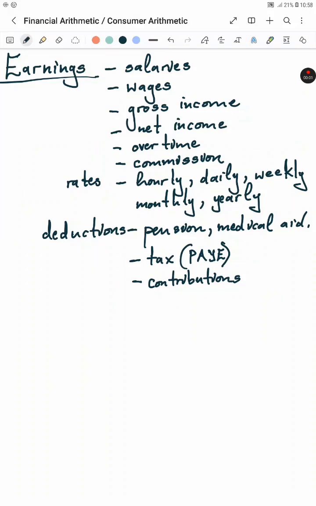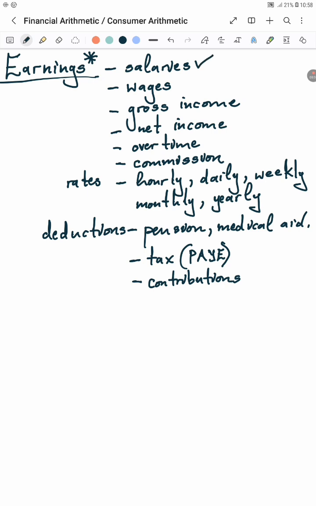Welcome to today's lesson. In today's lesson, we're going to be looking at financial arithmetic or consumer arithmetic. And the first thing that we're going to look at is earnings. Earnings. Like for doing a job, there is a certain amount of money that you get. And under earnings, there are words that you come across. You come across a word like salaries.